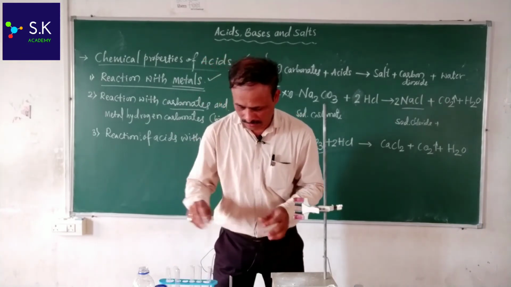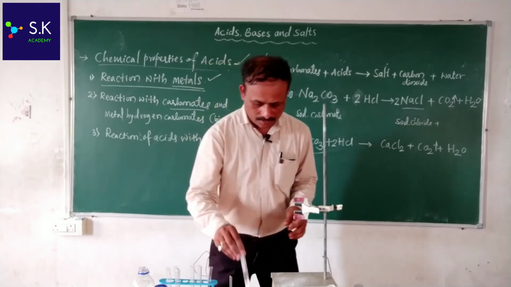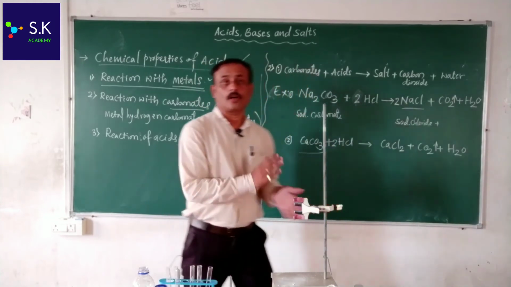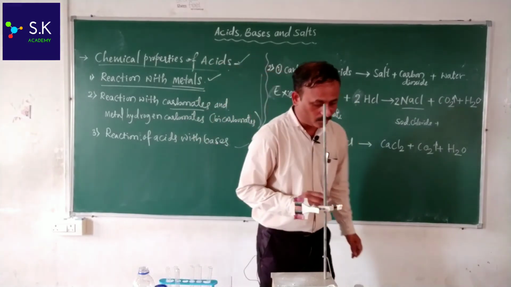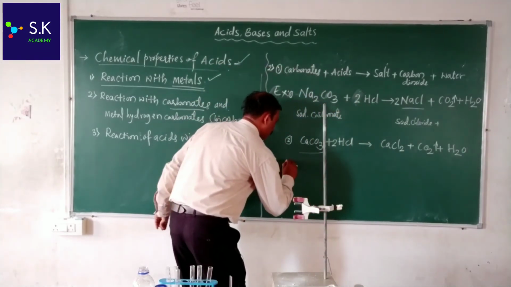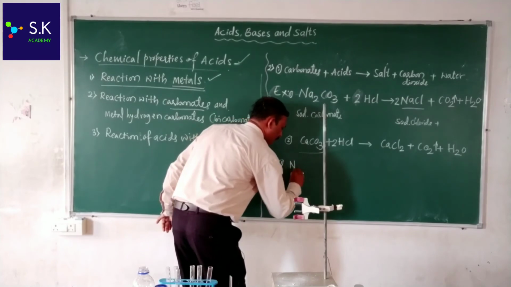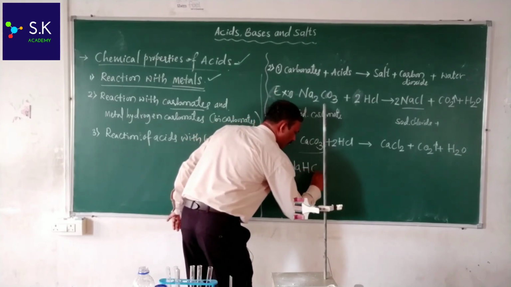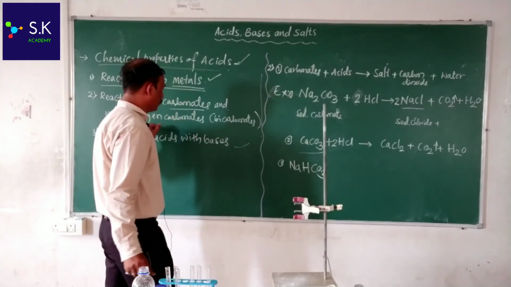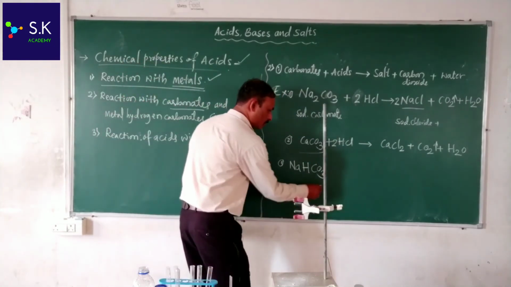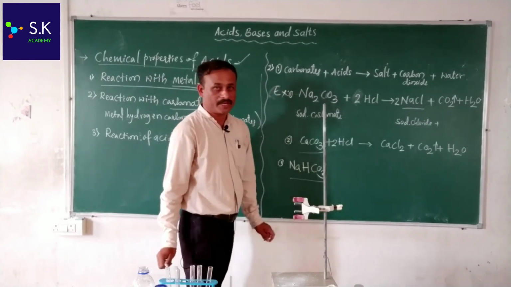So that is the reaction of acids with that of carbonates and bicarbonates. So I will write the chemical reaction for the bicarbonate. So that is NaHCO3. What is that called? Sodium hydrogen carbonate, also commonly called sodium bicarbonate.